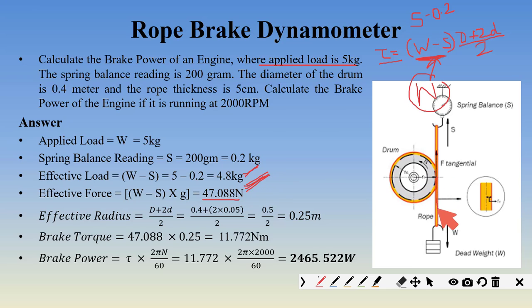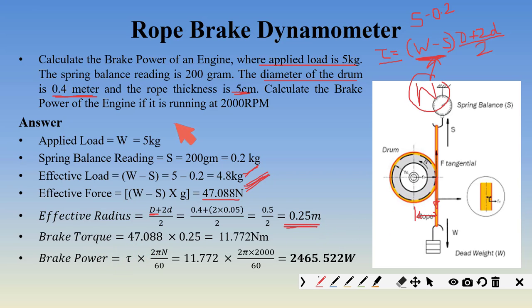This force is being applied at this distance from the center, right? So what is this distance? This is D plus 2d divided by 2. So what is D? D is the diameter of the pulley. Pulley is also known as drum. So what is the diameter of the drum or pulley? It is 0.4 meter. And what is the diameter of the rope? 5 centimeter, right? So substituting these values, 0.4 plus 2 times 0.05 divided by 2, we get the effective radius as 0.25.